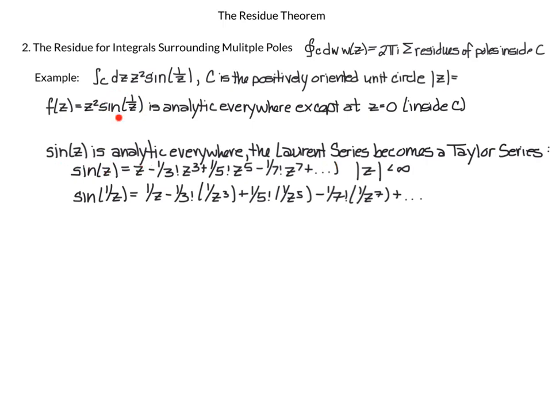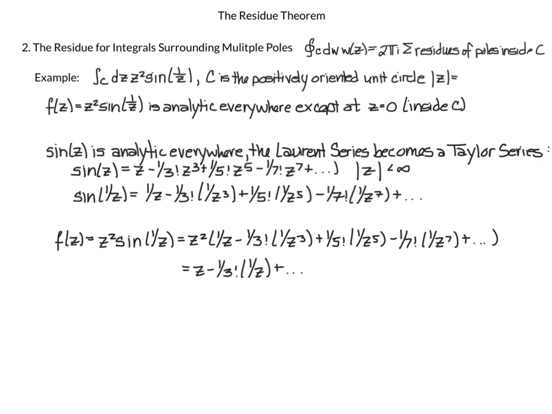But remember, we actually have sine of 1 over z. So what we can do is plug in 1 over z for z, sort of like we used to do with the basic Taylor series. Now we can just do this also with this series here. So I get 1 over z, minus 1 over 3 factorial, 1 over z cubed, plus 1 over 5 factorial, 1 over z to the 5th, minus 1 over 7 factorial, 1 over z to the 7th.